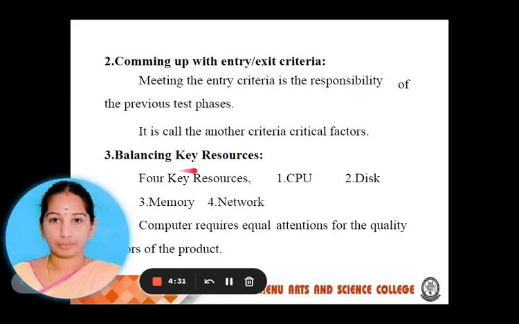So the next one is balancing key resources. Four key resources are CPU, disk, memory and network. Computers require equal attention for the quality factors of a product. Balancing key resources is the main thing carried out in functional and non-functional testing. In every testing, we need CPU, disk, memory, network, etc.